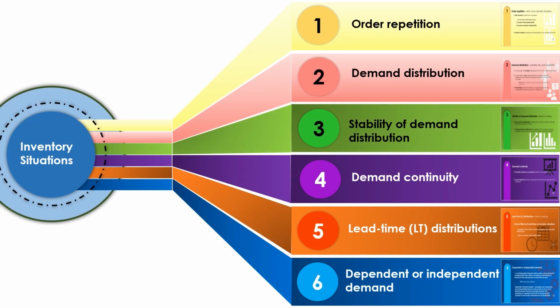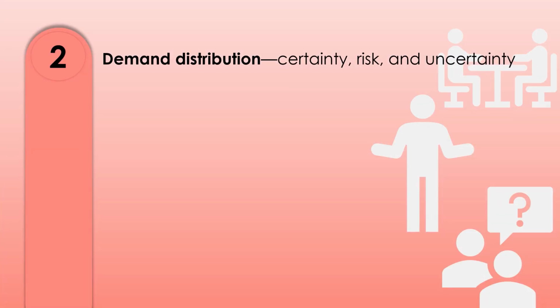Next is demand distribution. When discussing demand distribution in the context of certainty, risk, and uncertainty, we're referring to different levels of predictability or variability in customer demand. Understanding the level of certainty, risk, or uncertainty in demand is essential for businesses to implement effective inventory management practices and ensure they meet customer needs while minimizing excess stock.